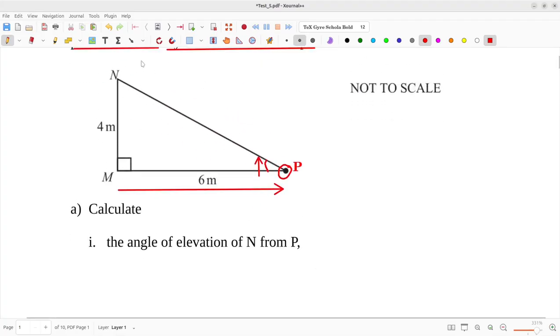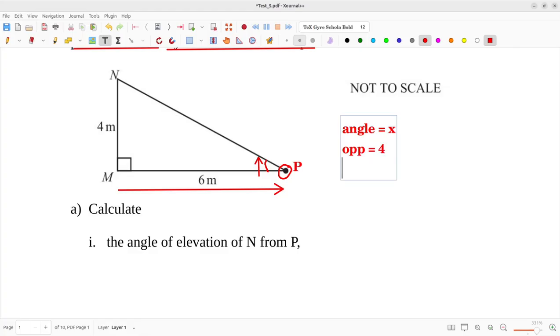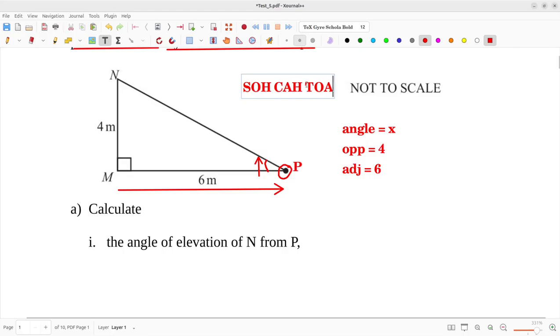What do we have? There is an angle that's being required from us. Let's call that angle X. And then from that right angle triangle, what are we given? We are given an opposite side, which is 4, and we are also given an adjacent side, which is 6. Now with this combination, you have O and A, which means you are supposed to use your tangent.